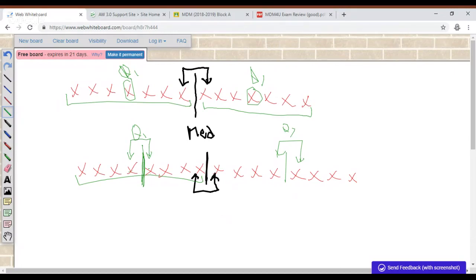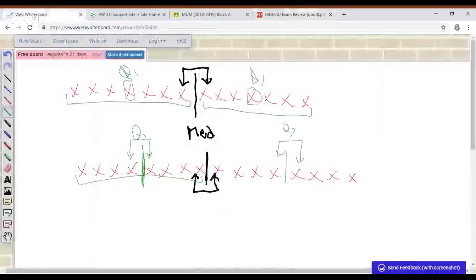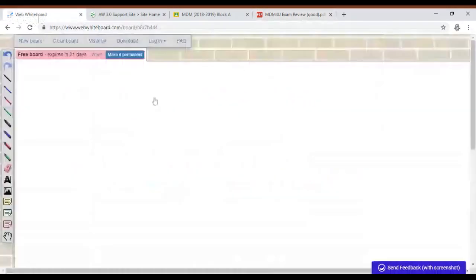So in question 42, because the data is already grouped, you use the midpoint of each group. So the information given says that between 10 and 15 minutes, there are 2 pieces of data. So in fact, what you use is you pretend as if it said 12.5, 2 pieces of data.